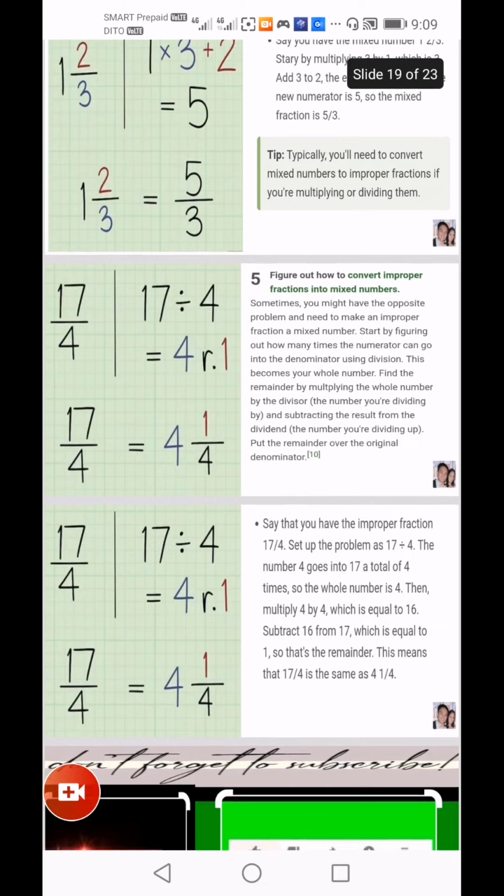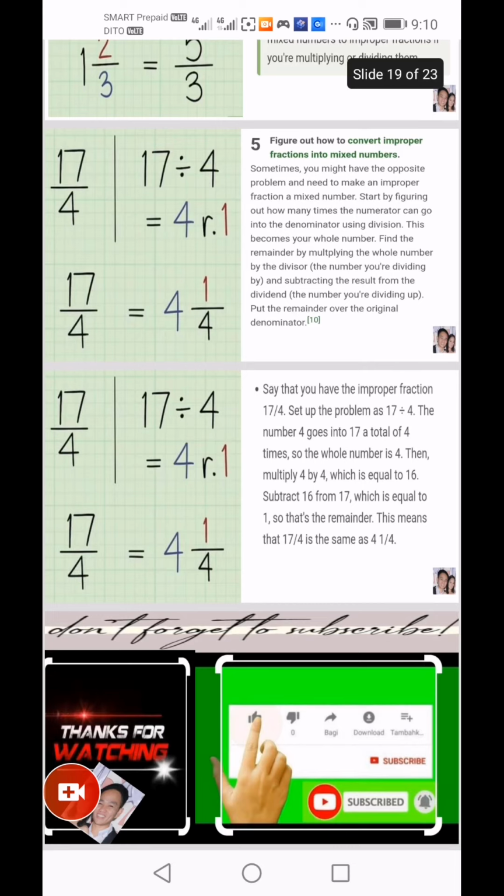Number 5, figure out how to convert improper fractions into mixed numbers. Sometimes you might have the opposite problem and need to make an improper fraction a mixed number. Start by figuring out how many times the denominator can go into the numerator using division. This becomes your whole number. Find the remainder by multiplying the whole number by the divisor, the number you're dividing by, and subtracting the result from the dividend, the number you're dividing up. Put the remainder over the original denominator.